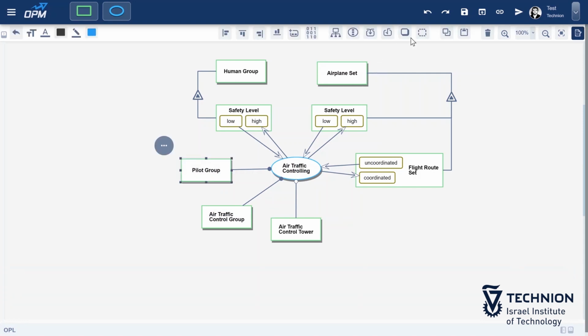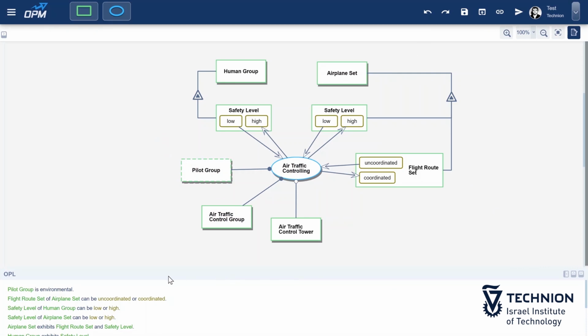But hold on a second. Is pilot part of the air traffic control system? On one hand, we need pilots to enable the main process. But on the other hand, as systems engineers of the air traffic control system, we cannot influence the pilots, as they are beyond the scope of our system. We will therefore designate pilot as an environmental object by changing its contour from solid to dashed.